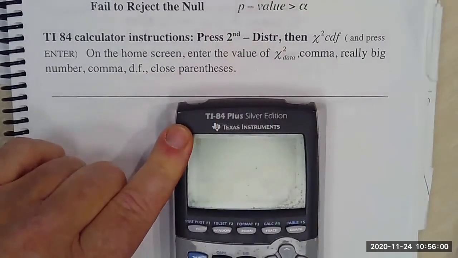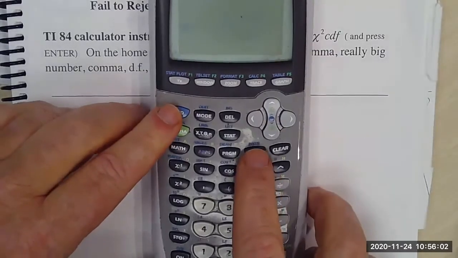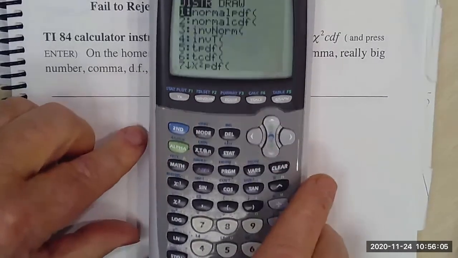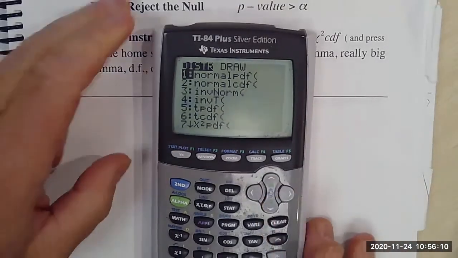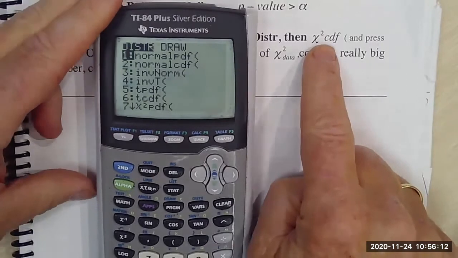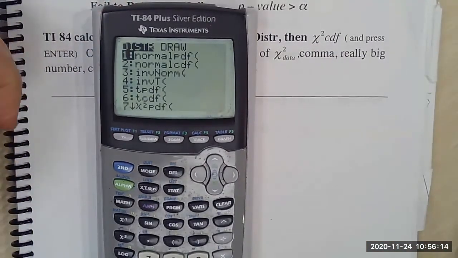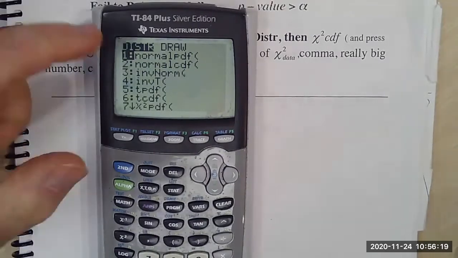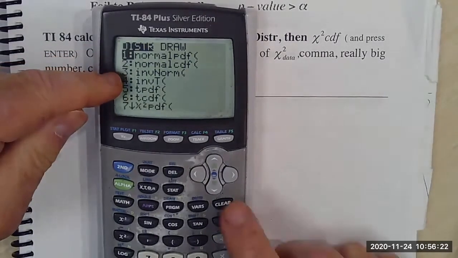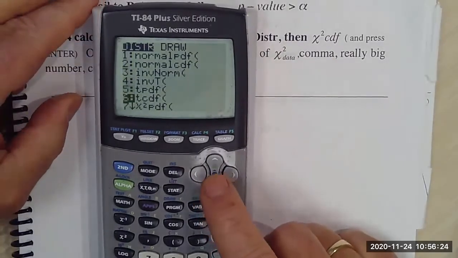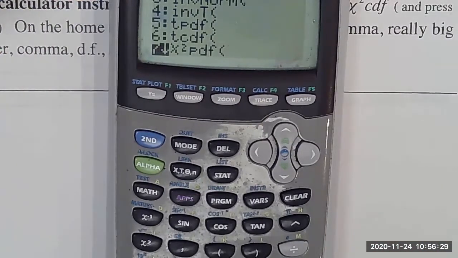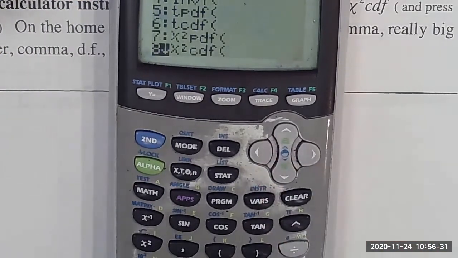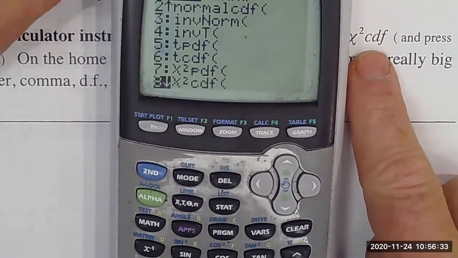Okay, second distribution. We're back over here, not stats, but second distribution. I'm looking for chi-squared. It feels like the normal distribution, which is true, but it's not. I'm not going to pick number 2. I'm going chi-squared. There's the PDF right here. Don't pick the PDF. I never use the PDF in my course. There's the CDF that you want.